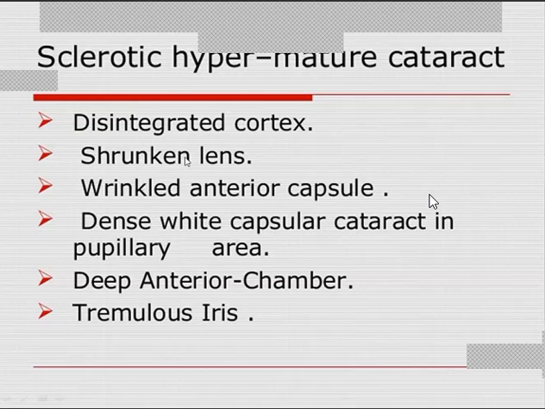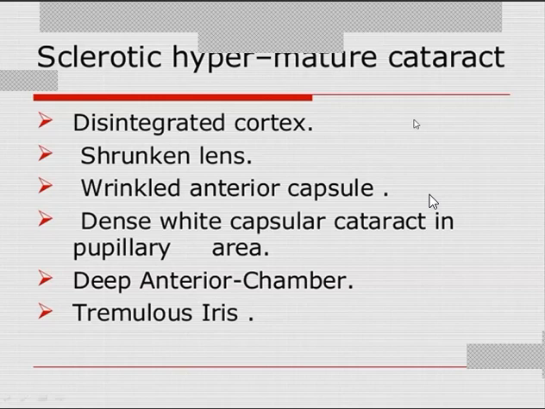Wrinkled, and the lens is also endpoint type. In the hypermature cataract, the cortex is liquefied and becomes milky fluid, and the yellow colored nucleus settles down. Here the entire lens is shriveled and shrunken, and when the lens is shrunken, that leads to a decrease in the size of the lens, which leads to a deep anterior chamber.